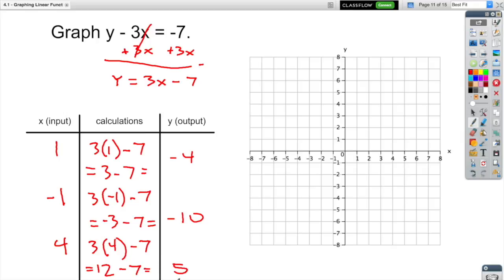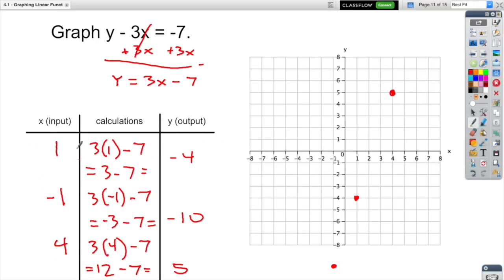equals 5. Okay, so now, just like the last example, I treat my input number for x and my output number for y as xy coordinate pairs, and I just graph each one. 1, negative 4 would be right here. Negative 1, negative 10 is a little bit off my graph, but it would be approximately right there. And 4, 5 would go here.